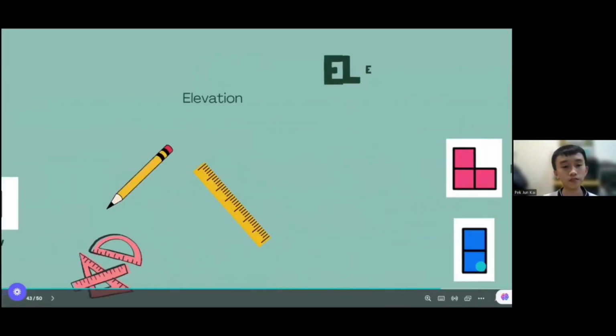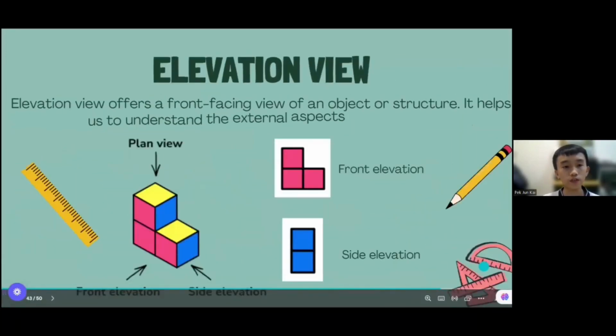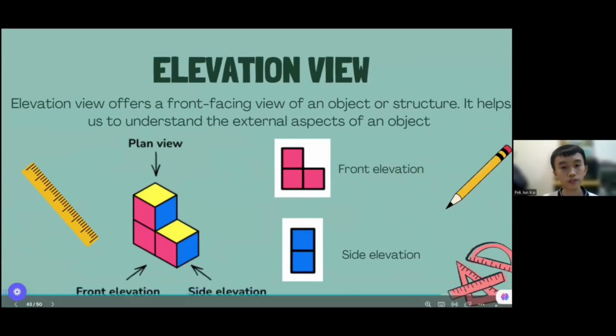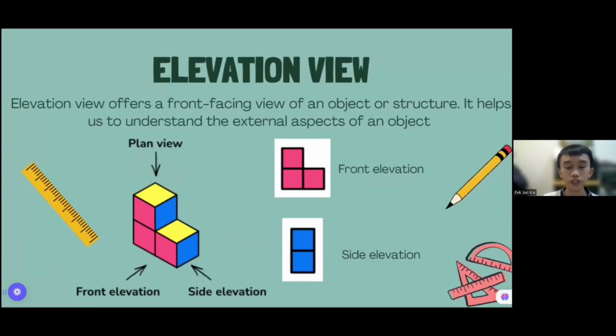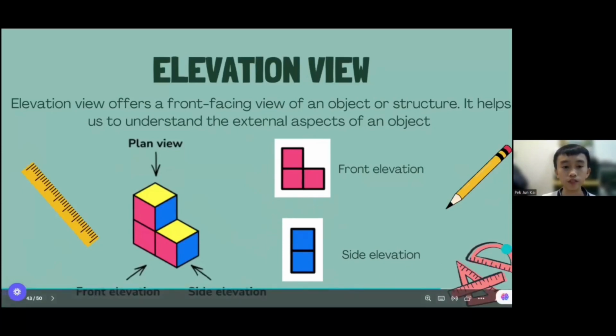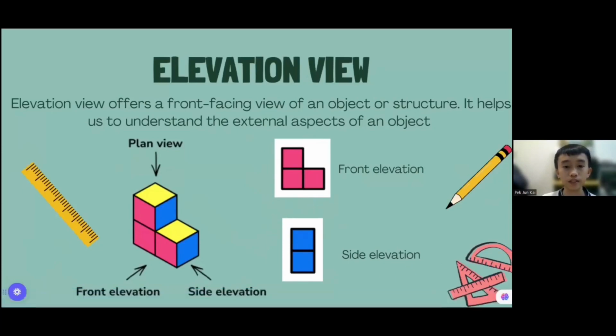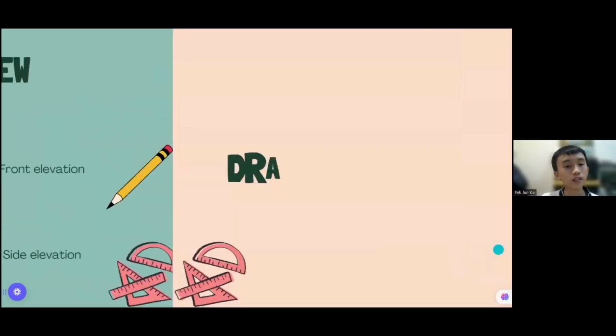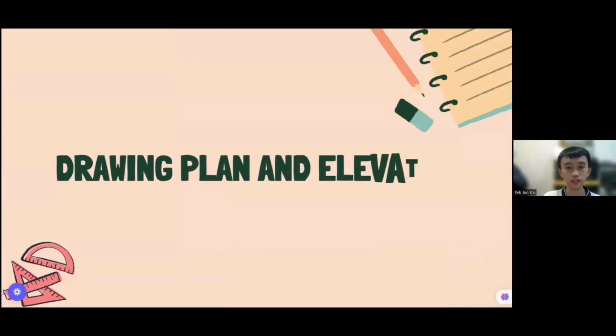Next, elevation view. Elevation view offers a front-facing view of an object or structure. It helps us to understand external aspects of an object. So there's front elevation and side elevation. Front elevation basically means front view, and side elevation basically means the side view. So as you can see in the picture, the front elevation is an L shape while the side elevation is 2 boxes.